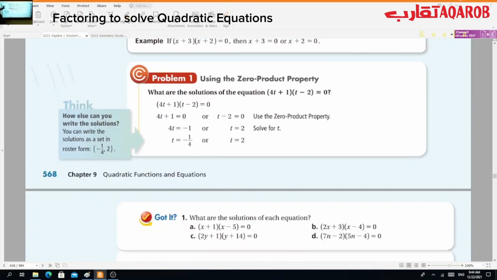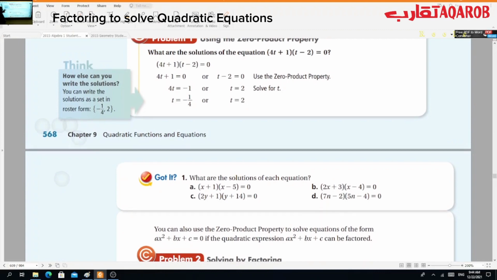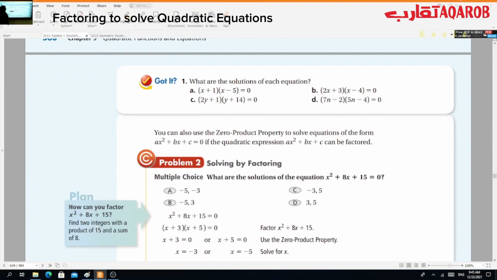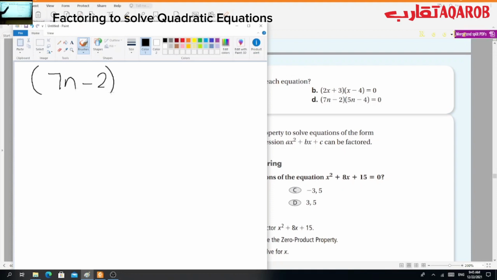Now let's use first the distributive property to solve the equation t squared plus 1 times t minus 2 equals 0. Actually, I prefer to take one of these problems and solve it. Let's solve this one. I will solve 7n minus 2 multiplied by 5n minus 4 equals 0.